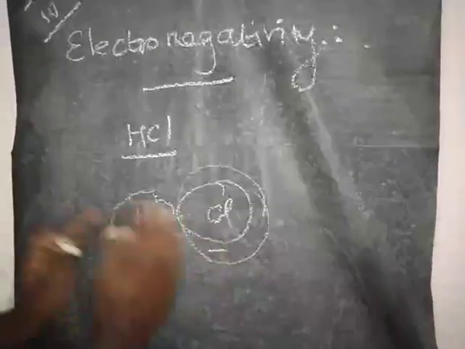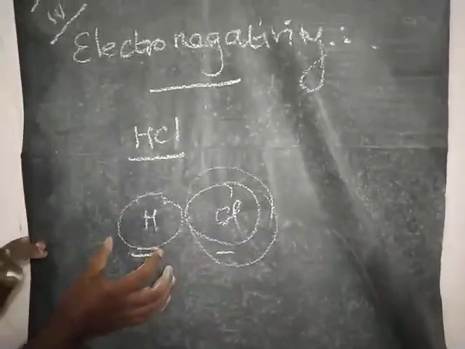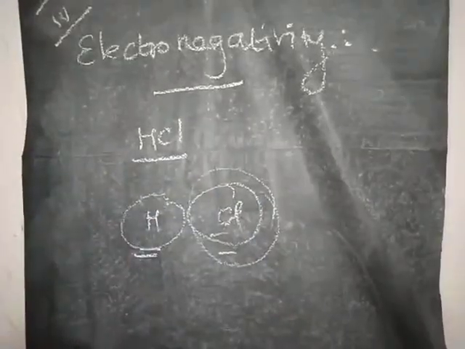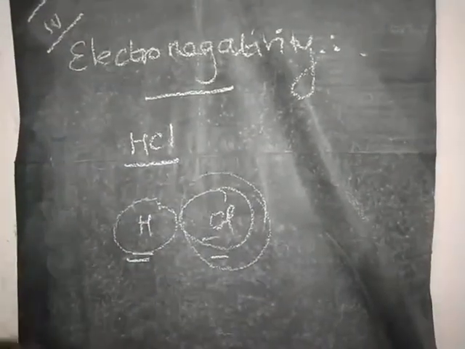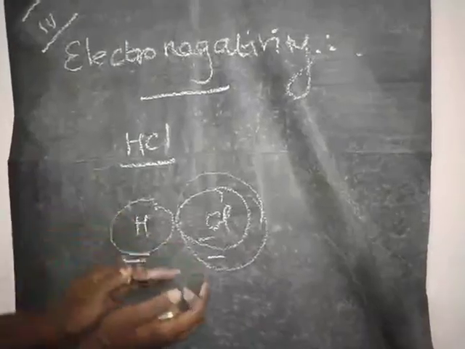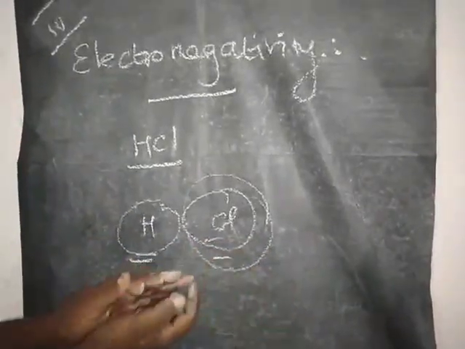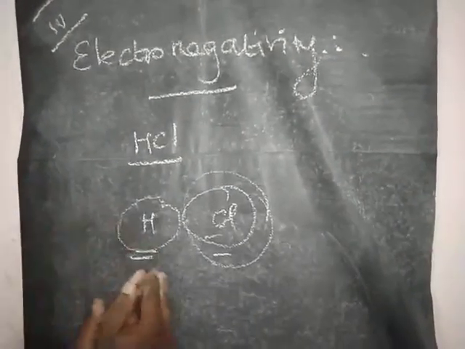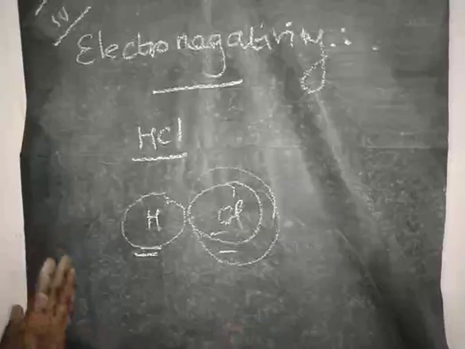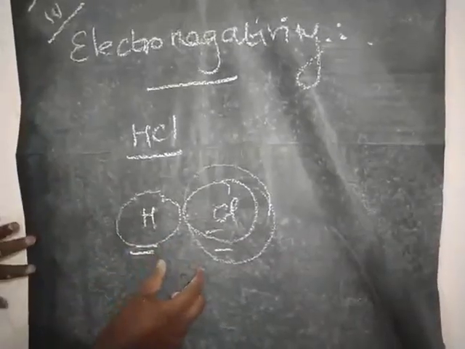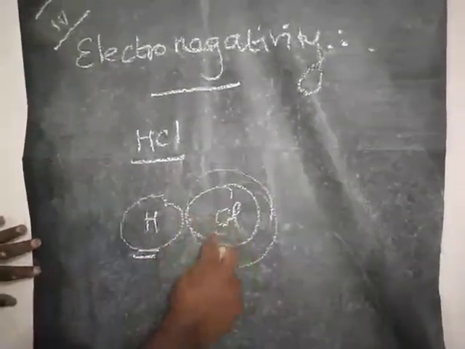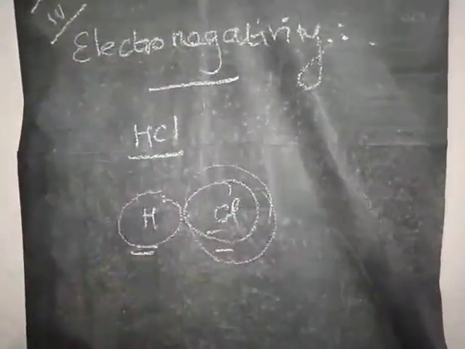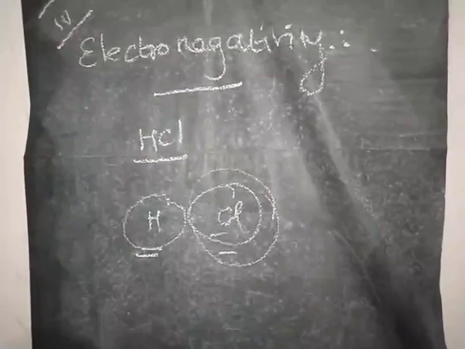Suppose we break the bond, the lone pair of electrons will go to which side? The chlorine side. We already know what is meant by a covalent bond, mutual sharing of electrons. Hydrogen shares one electron, chlorine also shares one electron to form the covalent bond. If we break that bond, the shared pair of electrons moves towards the chlorine atom because of its electronegativity.